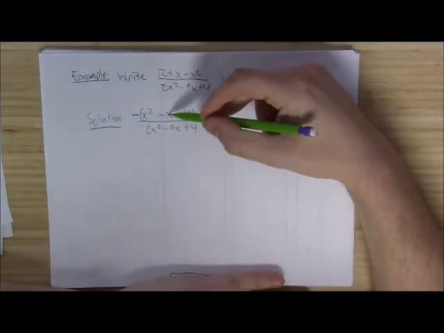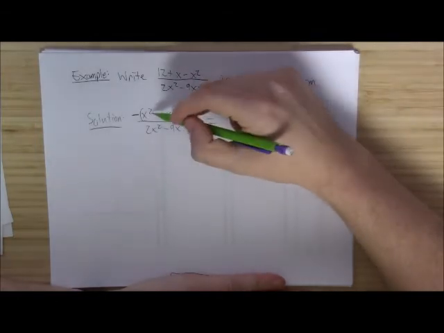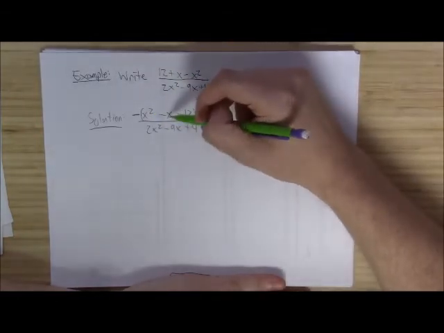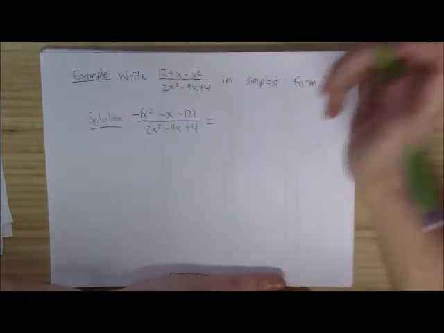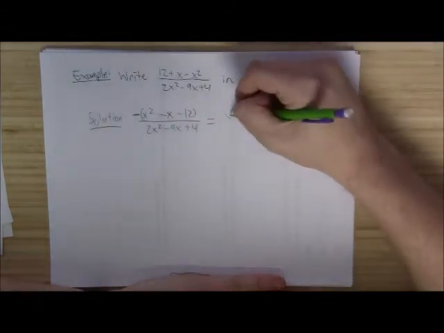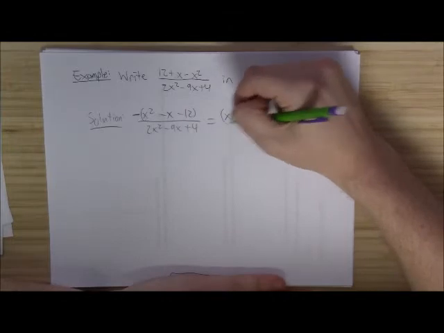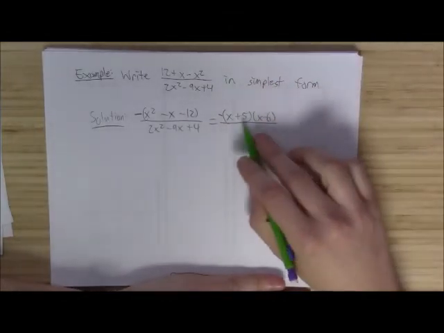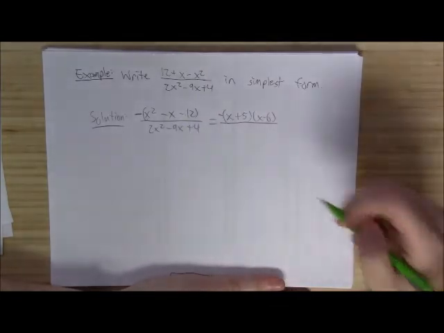For the top, we need two numbers which multiply to give us negative 12, but add to give us negative 1. 5 and negative 6 seem ideal. So x plus 5, x minus 6. You can always check this by FOILing it out to make sure you get back to that.